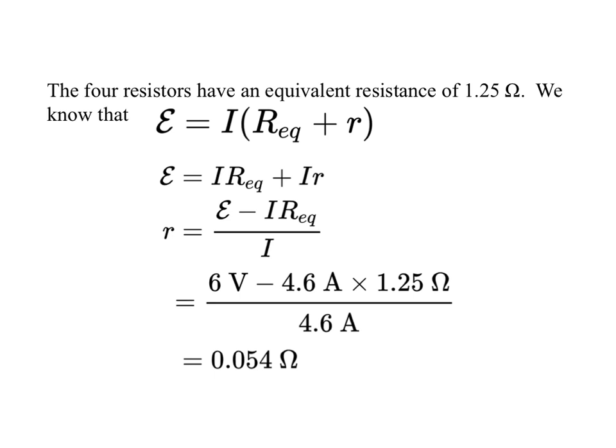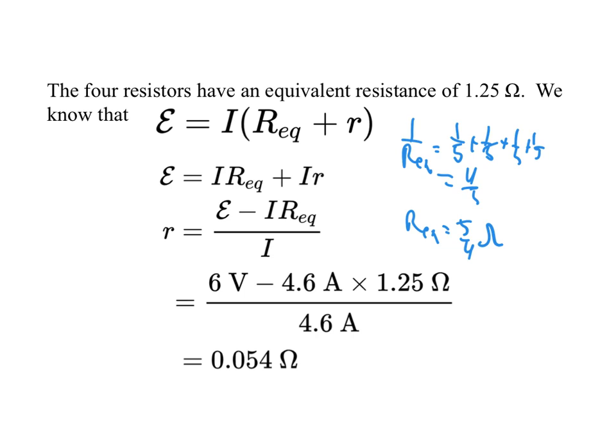Well, the 4 resistors are going to have an equivalent resistance of 1.25. Why? Because 1 over the equivalent is 1 over 5 plus 1 over 5 plus 1 over 5 plus 1 over 5, which is 4 over 5. So the equivalent resistance is 5/4 of an ohm, or 1.25.